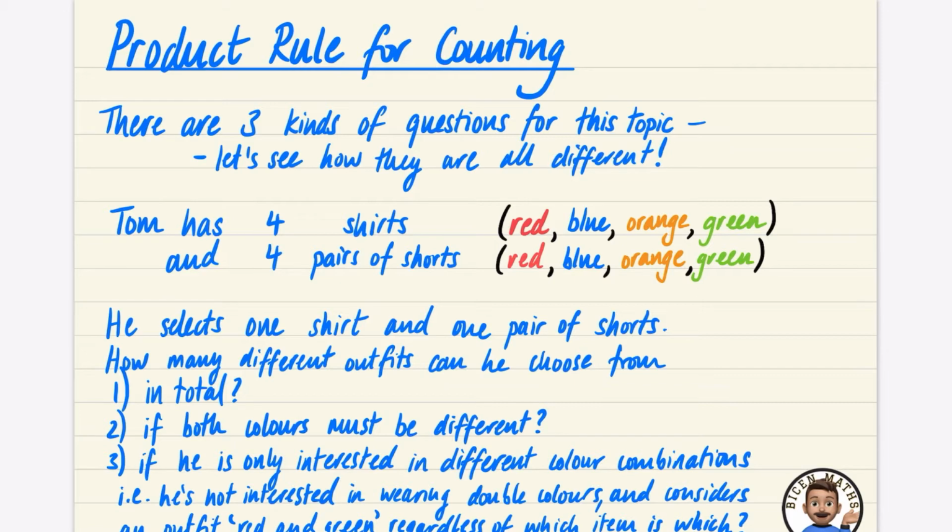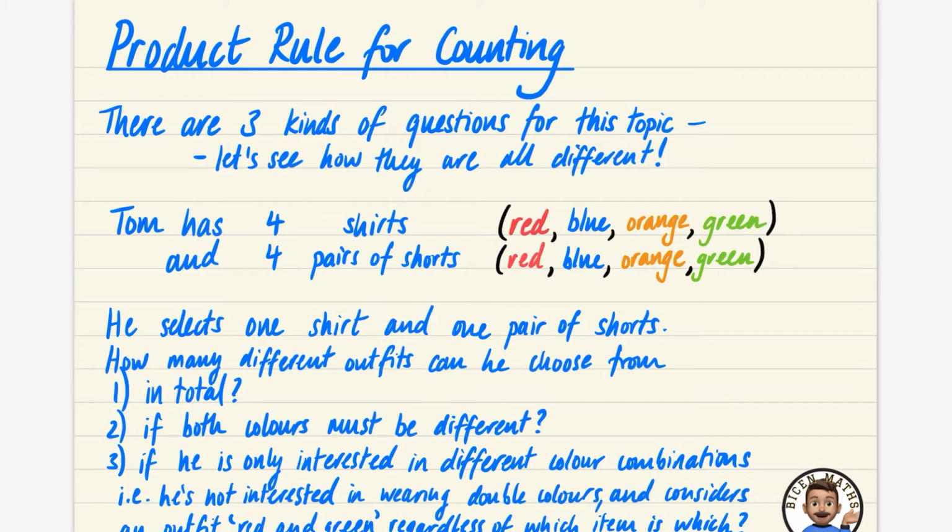Now these are the three kinds of scenarios we have to work out between. It says that he selects 1 shirt and 1 pair of shorts. How many different outfits can he choose from in total? So the first way is just going to be about in total. The second way might be that if there's a restriction, that both colours must be different. In other words, he doesn't want to wear a red shirt and a red pair of shorts, or a green shirt and a green pair of shorts, for whatever reason that is.